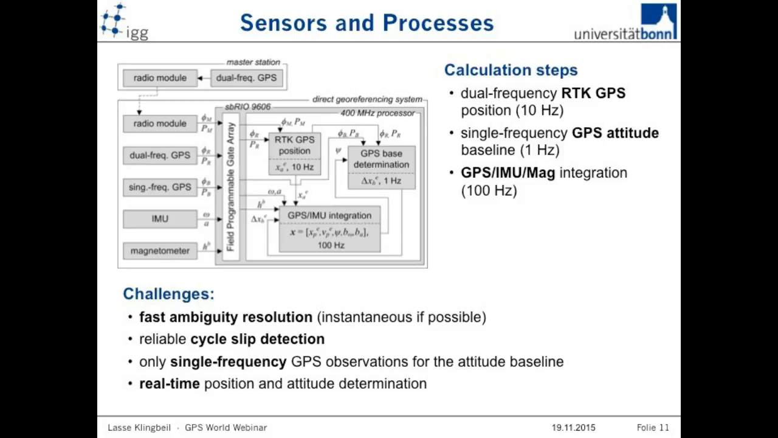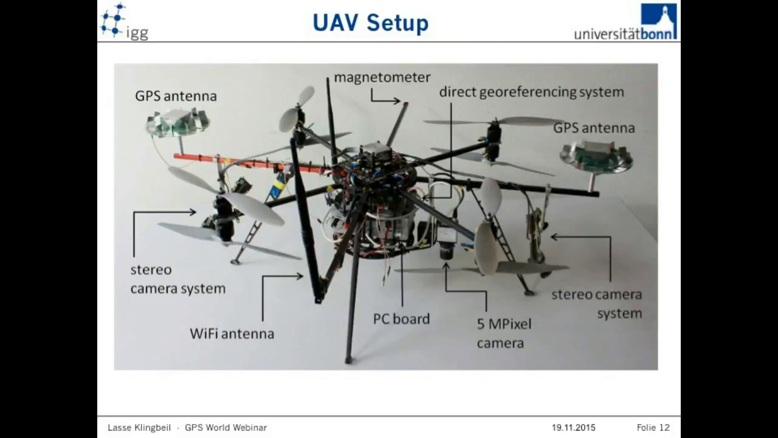So this is a UAV which we built around this system, let's say. It's based on a microcopter UAV. We have two GNSS antennas, which you can see here. We have the georeferencing system, which I've mentioned, which is in the middle. We have a PC board, and you can also see that we have stereo camera systems, which is later used to combine it with the GNSS for a better trajectory estimation.